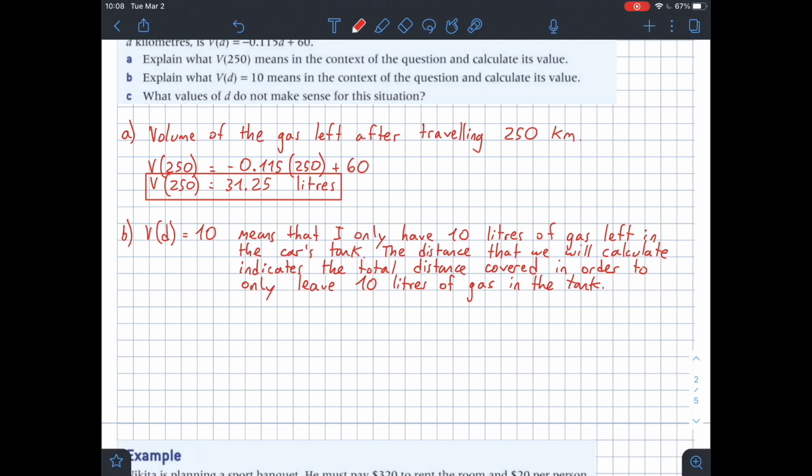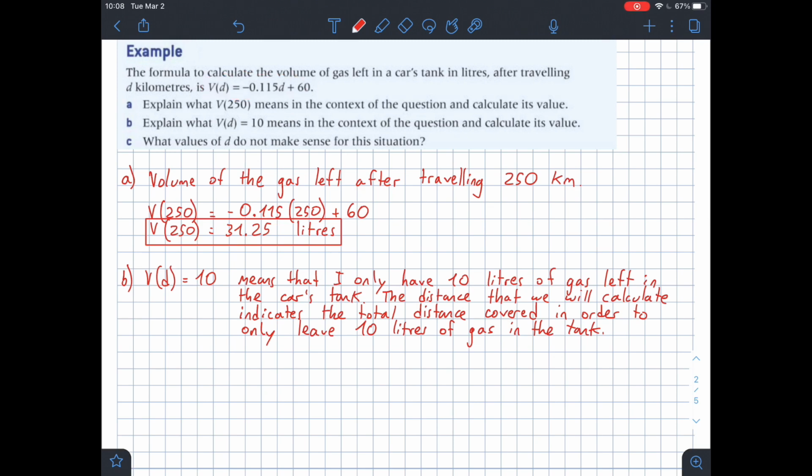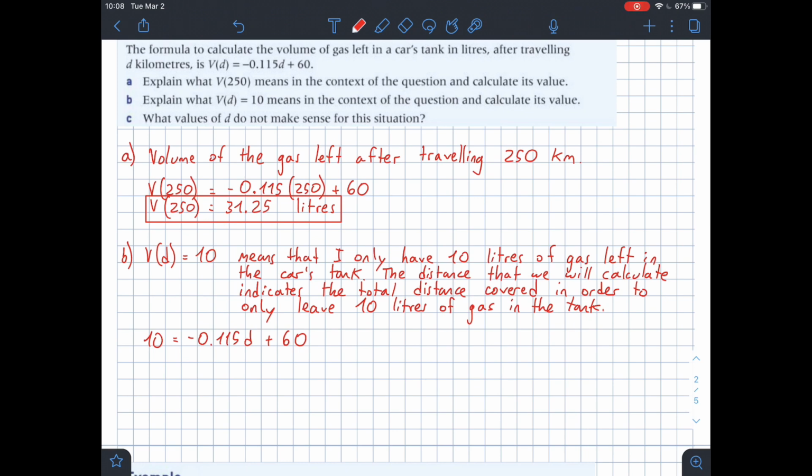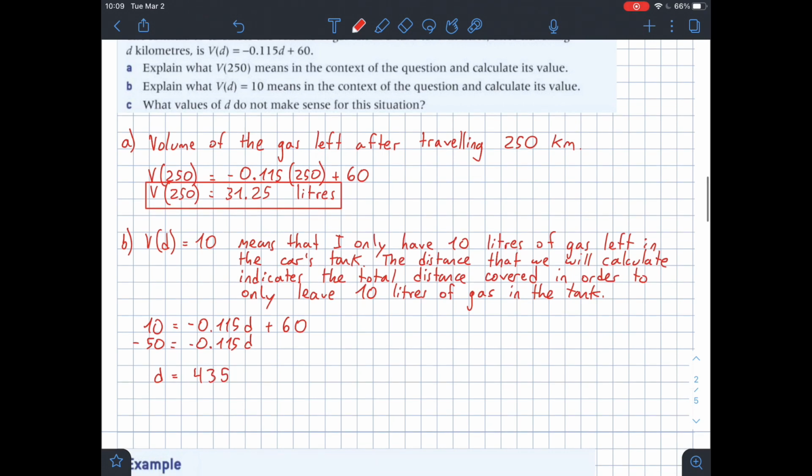So if we want to calculate this distance, we already have the value of the volume, which is 10. So we're going to set this equation over here to 10, right? So 10 is equal to negative 0.115 D plus 60. If we solve for D, meaning leave the D alone, we would have negative 50 equals negative 0.115 D. And then if we calculate this using a calculator, we're going to get that D is equal to 435, if we round it to the nearest integer number, kilometers.